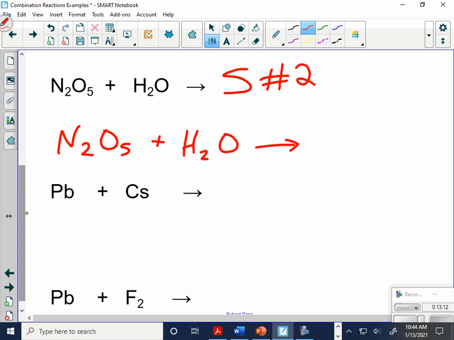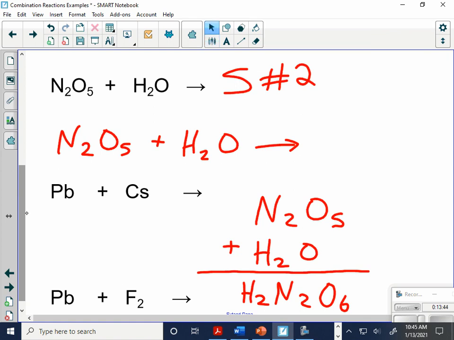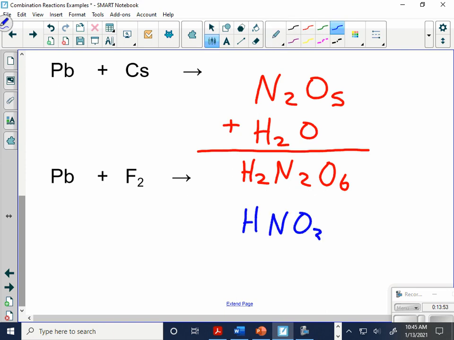Well, the easiest way I found to do this is I just take my N2O5 and I pretend that I'm adding H2O. So I come up with H2N2O, 5 plus 1 is 6. Now, can you see that I can factor a 2 out of that? So when I factor my 2 out of that, I'm going to say that this is HNO3.